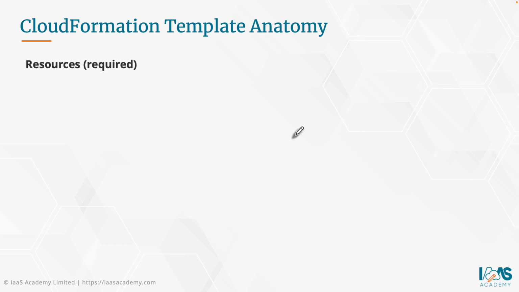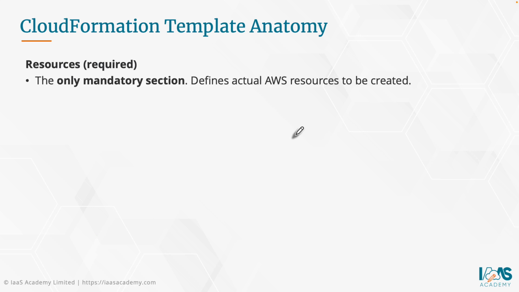Then we have resources. This is the only required part of the actual template. Nevertheless, in most cases, you are going to be using all of the other components as well, like parameters, for instance, or even mappings. But the resources section is the only mandatory section. It defines the actual AWS resources that you want CloudFormation to create.